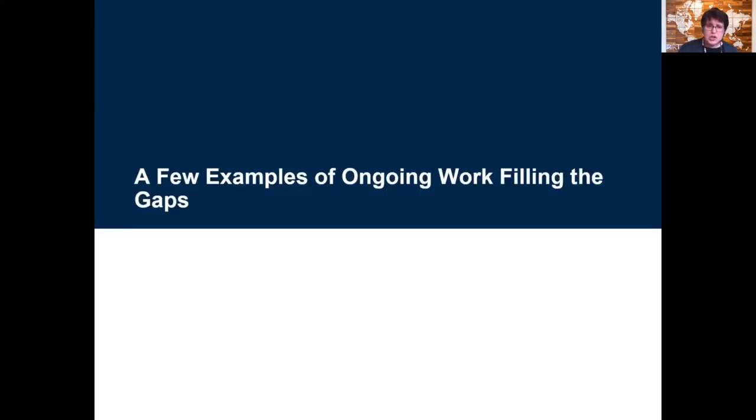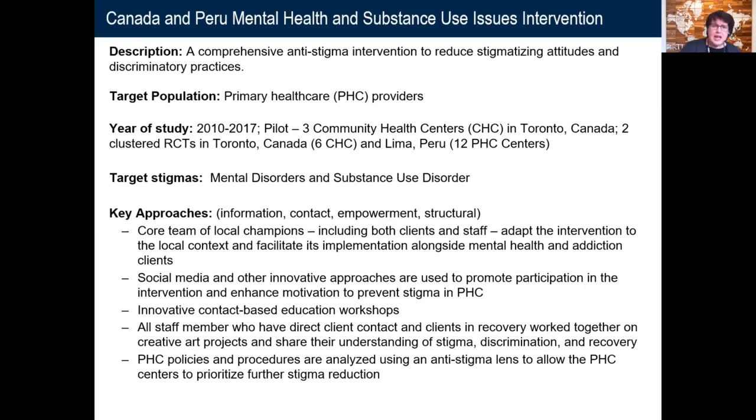So I'm just going to share 2 examples of work that is ongoing that fills some of these gaps. The first I want to share with you is a stigma reduction intervention that has finished now, but at the time was ongoing in Canada and Peru, which was focused on mental health and substance use stigma. Its target population was primary healthcare workers. You can see the year and where it was done. And as I said, it was focusing on mental disorders and substance use. Some of the key approaches that they used were information, contact, empowerment, and also a structural element. So they had a core team of local champions, which included both clients and staff.